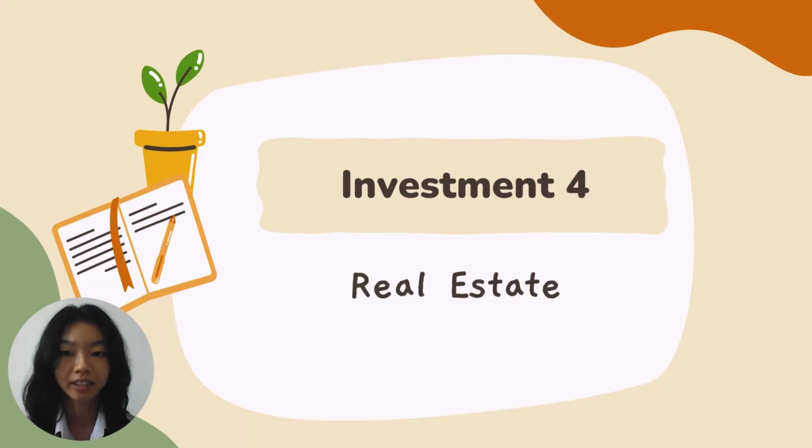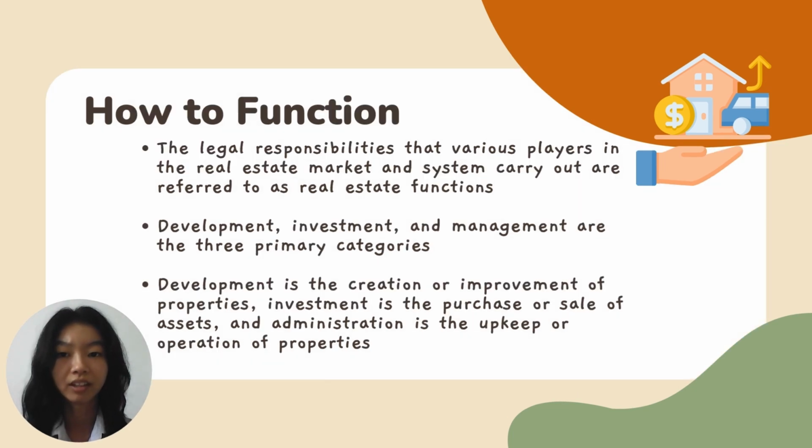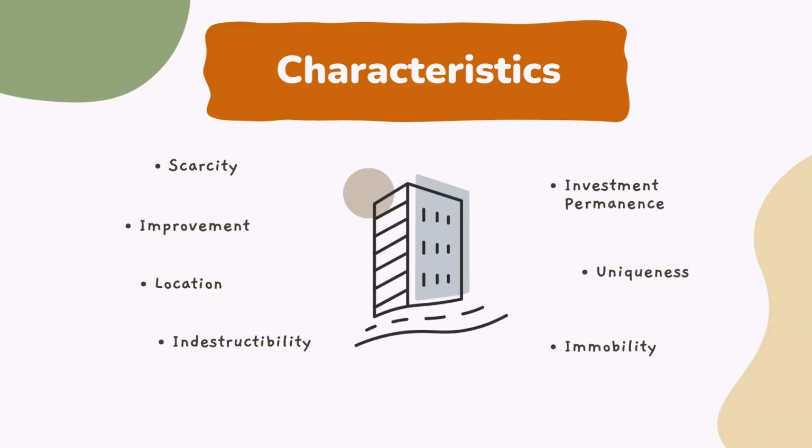Next, I will discuss real estate. Real estate includes land and any permanent structure like houses and buildings. Additionally, real estate involves the right to use, manage, and dispose of the land and its buildings. How does real estate function? Real estate involves legal responsibility in the market, divided into development, investment, and management. Each role involves specific goals, risks, and benefits. Returns from real estate come from several sources, which are rental income, appreciation, tax benefits, and equity build-up.